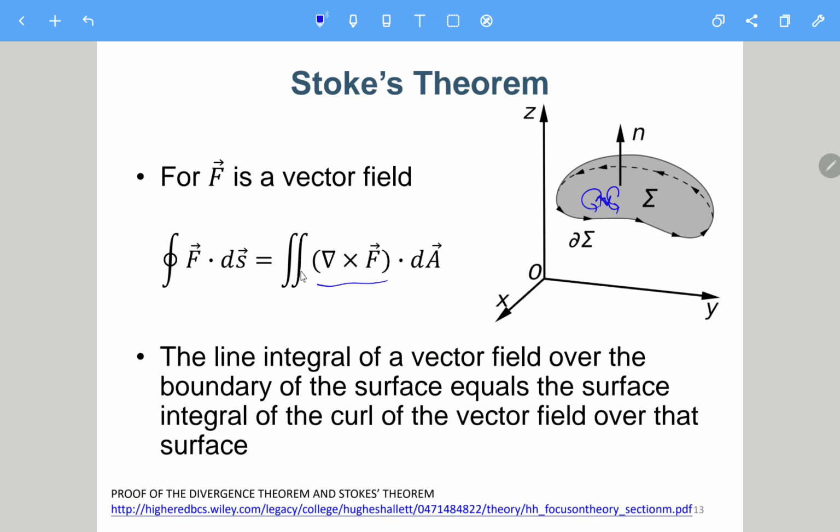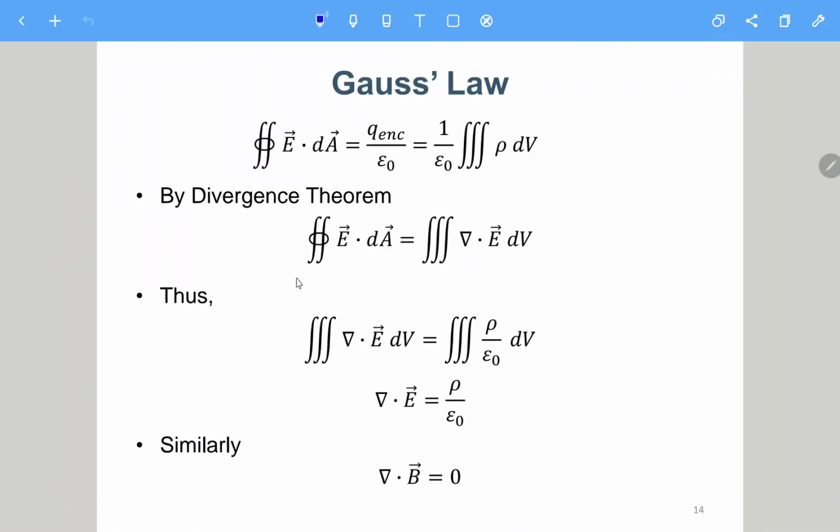Okay, then we'll make use of these two theorems to derive the differential form of the Maxwell equations. If you still remember, we have Gauss's law. Originally we have the form like this, but here we replace the enclosed charge Q by this triple integral of the charge density.